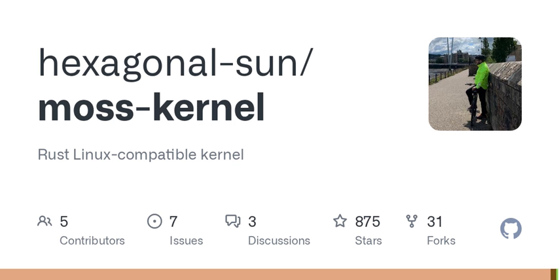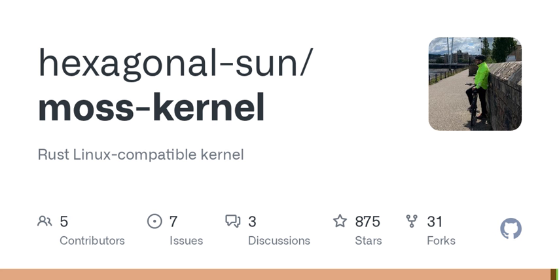So I just stumbled upon this kernel called Moss and it's written in Rust. That's already a pretty cool twist, right? Wait, a kernel in Rust. That's unexpected. Rust is known for memory safety. How does that play into kernel development?